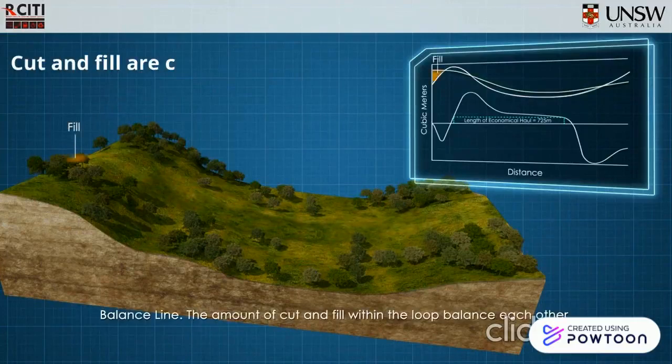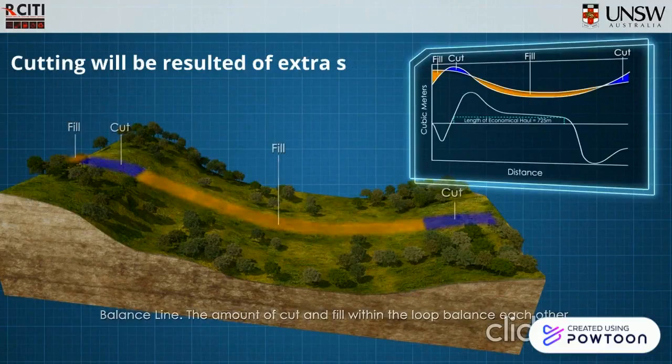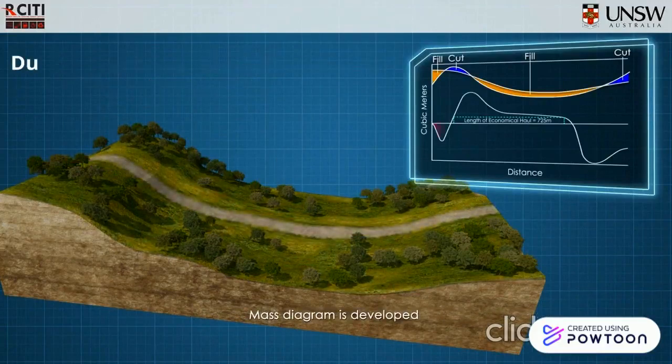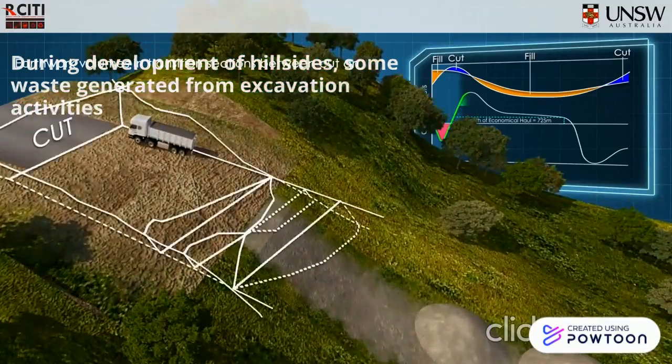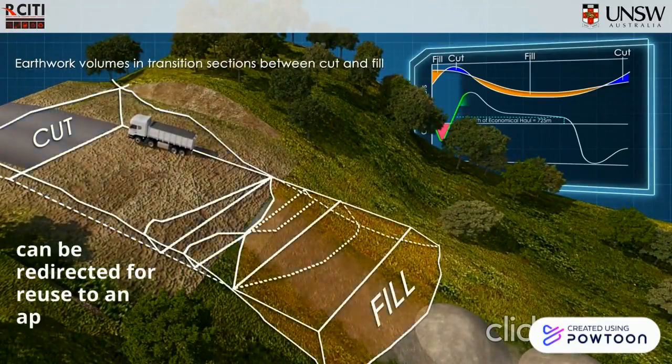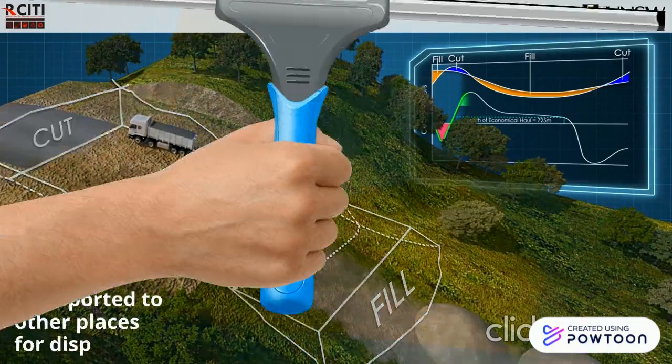Cut and fill are common construction activities for hillside development. Cutting will result in extra soil and waste for the project. During development of hillsides, some waste generated from excavation activities can be redirected for reuse to an appropriate site, while others need to be transported to other places for disposal.